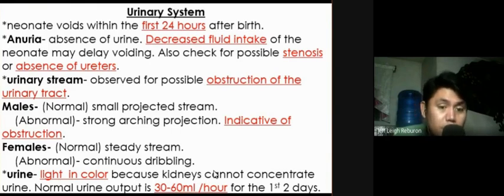Light in color because the kidneys cannot yet concentrate the urine, okay, within the first 24 hours. The normal urine output is 30 to 60 ml per hour for the first 2 days.